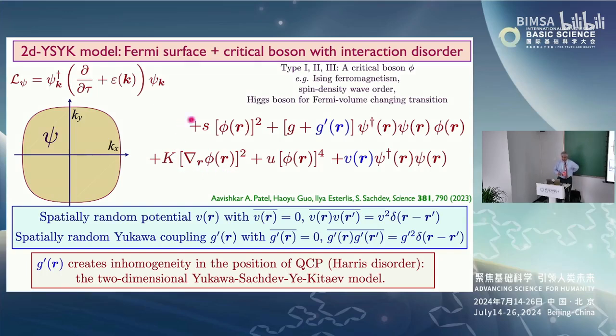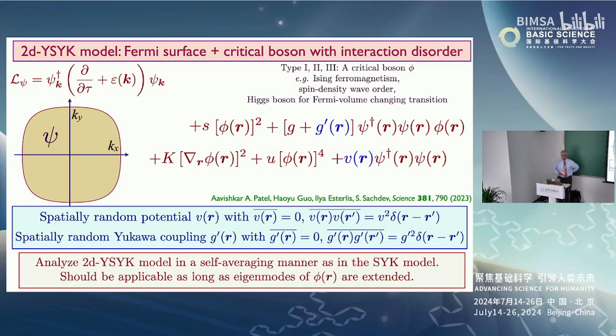You put the randomness not in the mass, but in the Yukawa coupling, the spatial randomness. Okay, and now you just go ahead and put in indices and take a large N limit to begin with to solve this theory. Okay, so this is what we propose to do. And then the SYK equations, before I get to that, I think I already mentioned this. So we apply it in the self-averaging model. It should be applicable as long as these phi bosonic eigenmodes are extended.